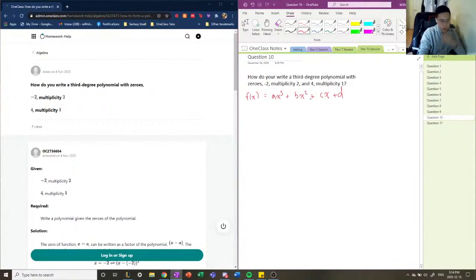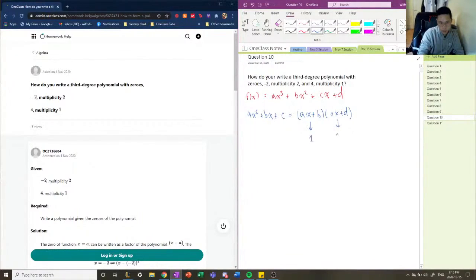Okay, so the question gave us the zeros and the multiplicity of those zeros, and they asked us to find a third degree polynomial. So in previous sessions, I talked about the factors, right? For a second degree polynomial, the factors can be like ax plus b times cx plus d. So this is the factored form, right? The multiplicity relates to the power of each of these factors. In this case, the multiplicity of these two factors are 1 and 1.